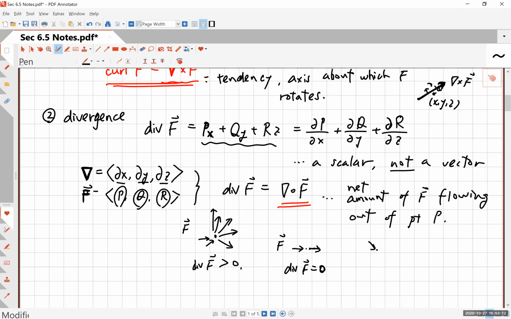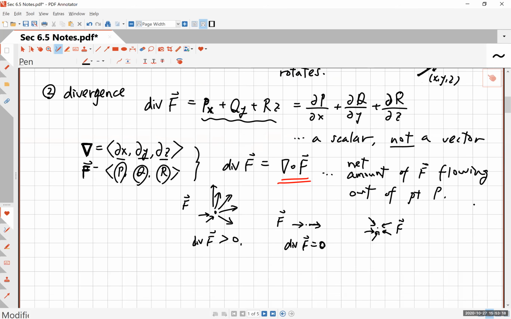Okay, if at some point f has what we call a sink, if everything is coming in here and very little or nothing is going out, then the divergence will be negative, because remember, the divergence is measuring how much is flowing out of the point.